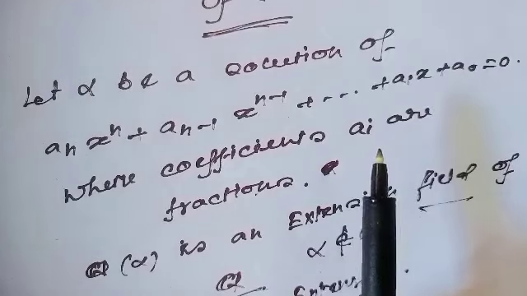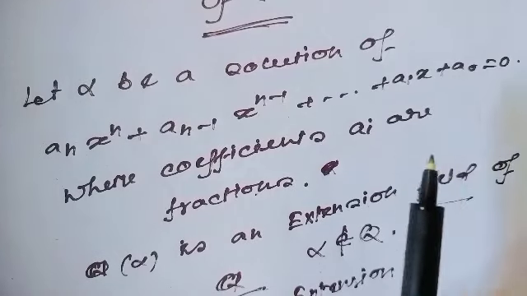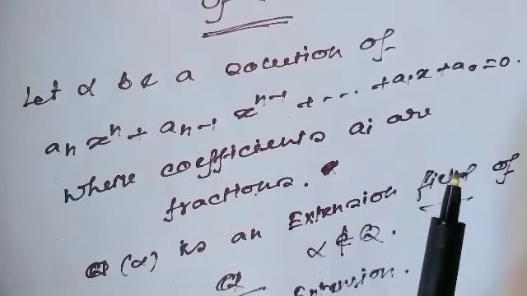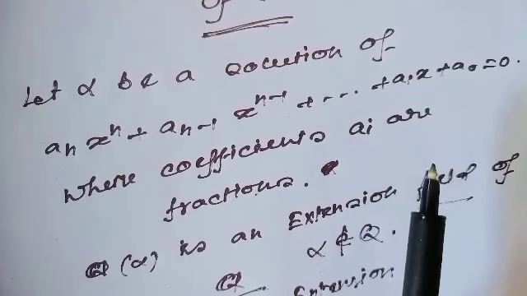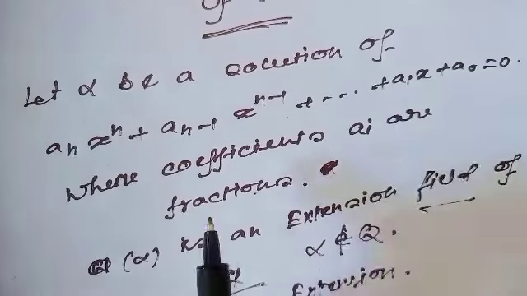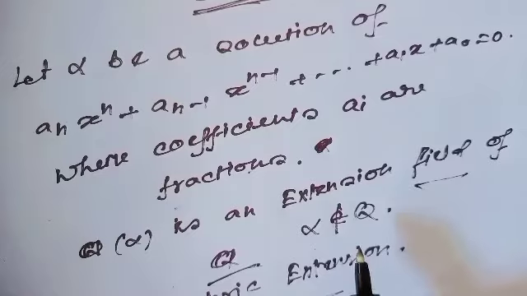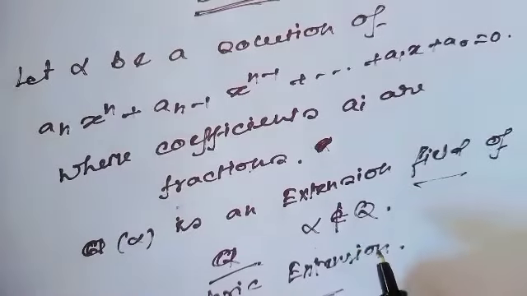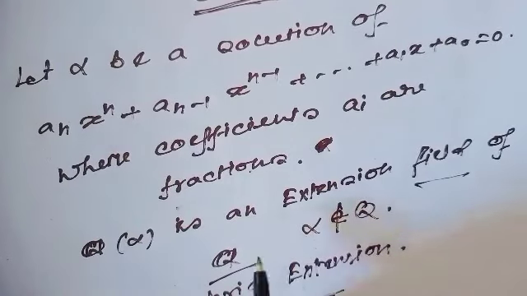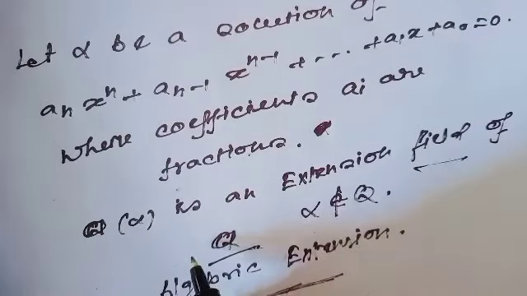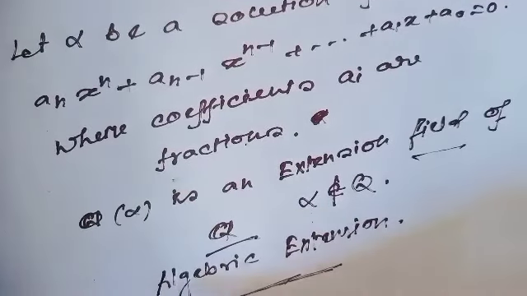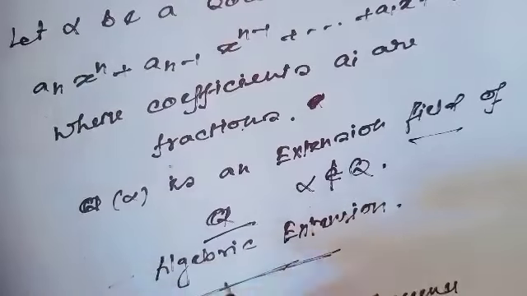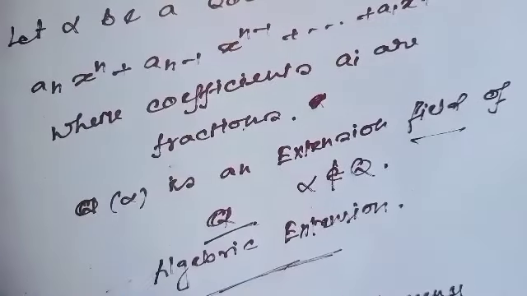Let alpha be a solution of a polynomial equation where the coefficients of the polynomial are fractions. Then alpha is a root of this polynomial, but alpha does not belong to the rational numbers. So Q(alpha) is an extension field of Q, and this type of extension is called an algebraic extension.